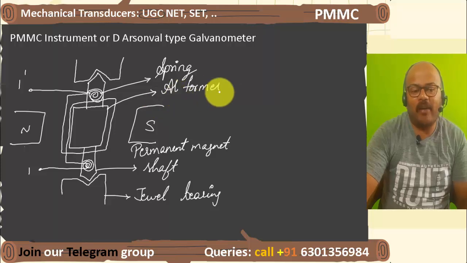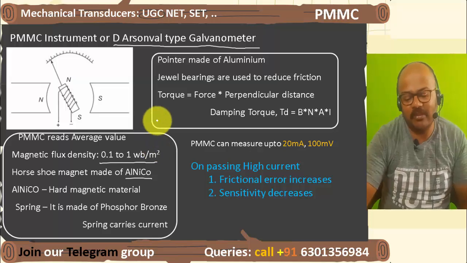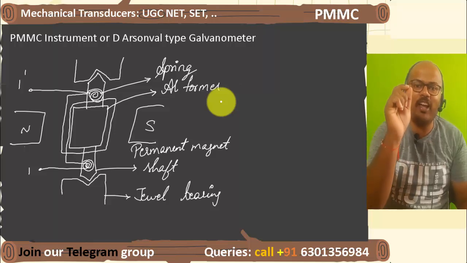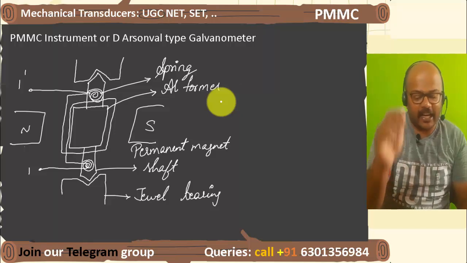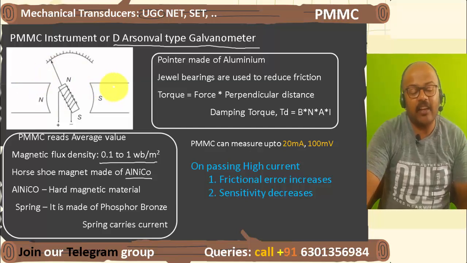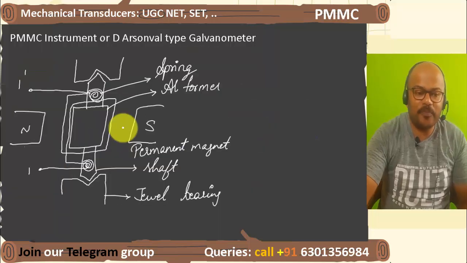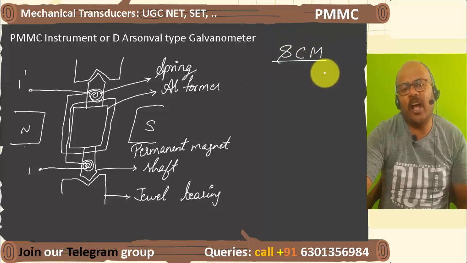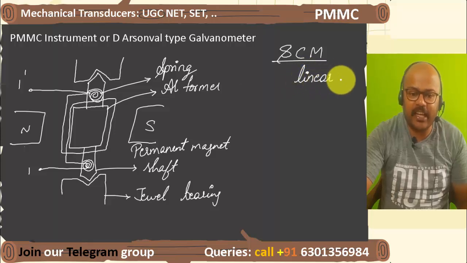This aluminium former, the advantages of aluminium former means you will be having a fixed coil and you will be having a moving coil. For the moving coil, it is going to provide a support, and it is going to offer eddy current damping. Very, very important. And see, this PMMC is going to adopt a spring control mechanism. When it is going to adopt spring control mechanism, as we discussed, the scale will be a linear scale.